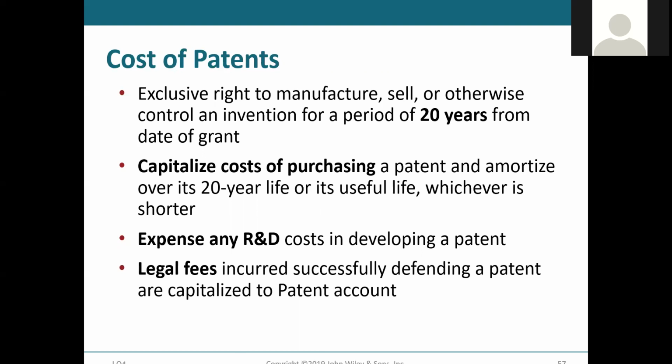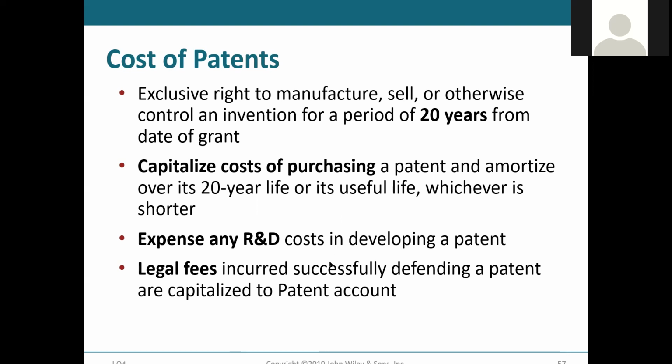Now, you might sell the patent to somebody else and cash in that way, but to capitalize the cost of purchasing a patent, you amortize over its 20-year life or its useful life if it's shorter. A patent has a life of 20 years, but if your patent is for a product that has a product life of 10, then you'd have to do it under 10 years. Any research and development cost, that's what R&D means, in developing a patent has been expensed.